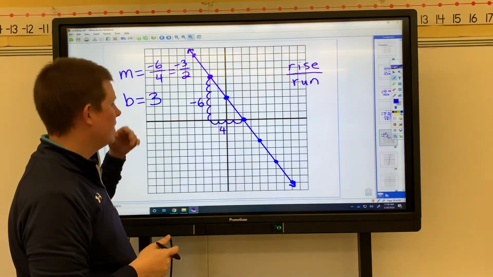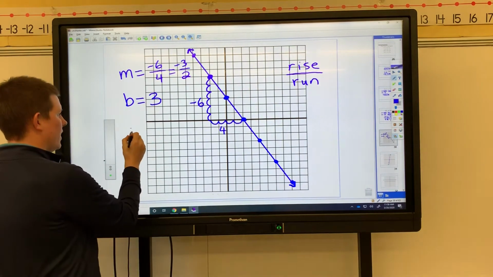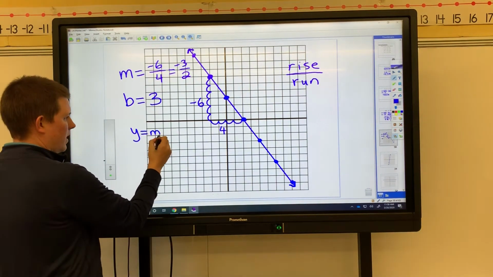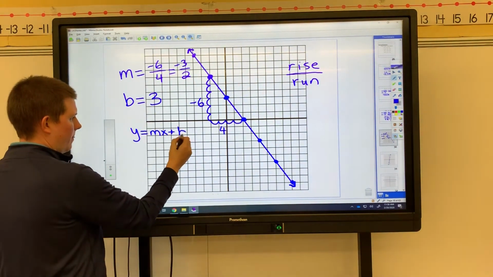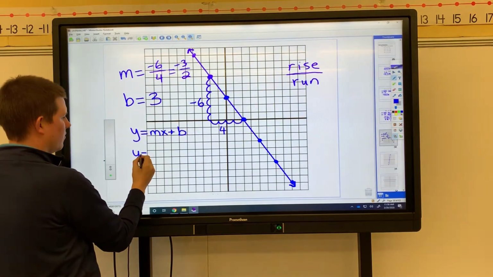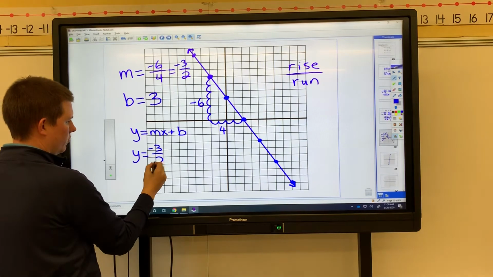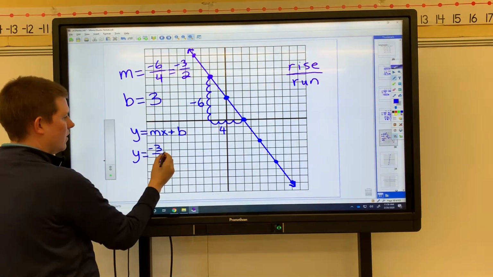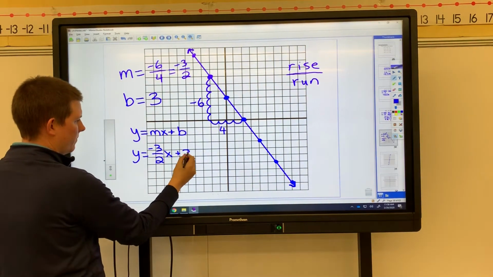I know my b is 3. So plug it into the equation, into slope-intercept form, which is y equals mx plus b. And we're going to have our answer. So y equals negative 3 over 2, because that's my m, x plus 3.